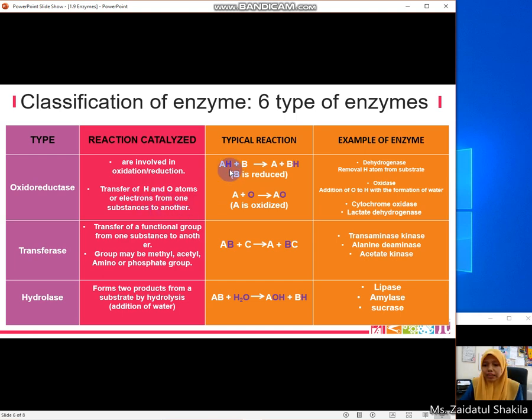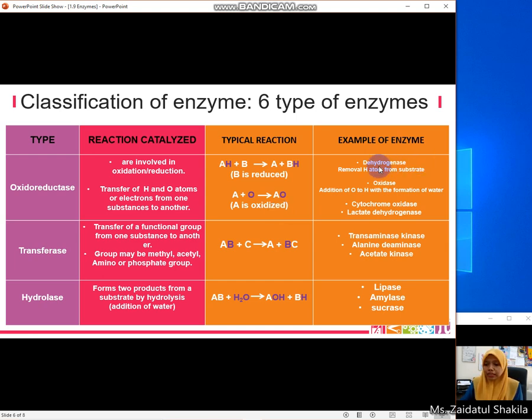The typical reaction of oxidoreductase is just like this, AH plus B forming A plus BH. Look at the hydrogen atom. The hydrogen atoms are moving from compound A to compound B. So compound B receives hydrogen atoms. Whenever a compound receives hydrogen atoms, we call it being reduced. So compound B is reduced. Whenever a compound loses hydrogen atoms or gains oxygen, we call it being oxidized. So compound A, the next example, A plus O becomes AO. So A is being oxidized.